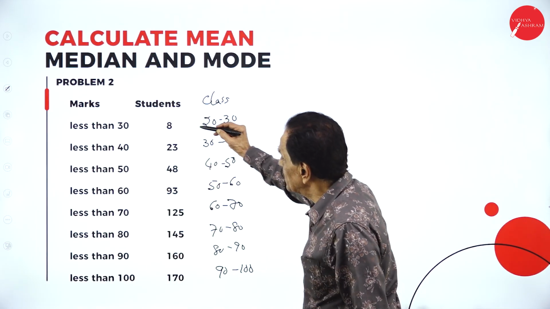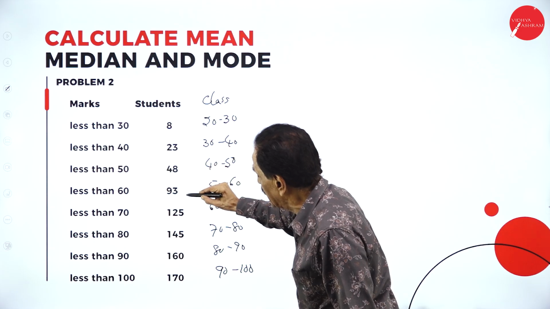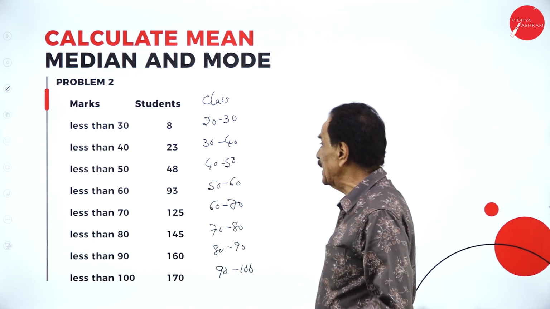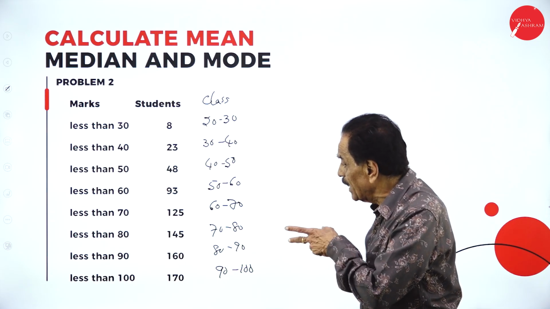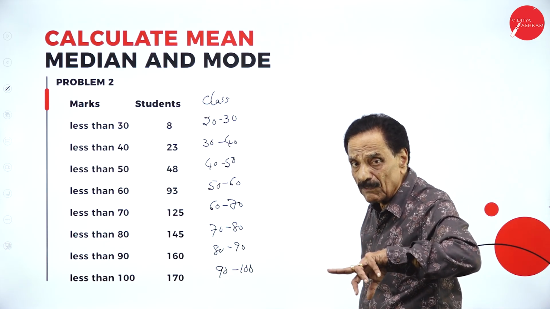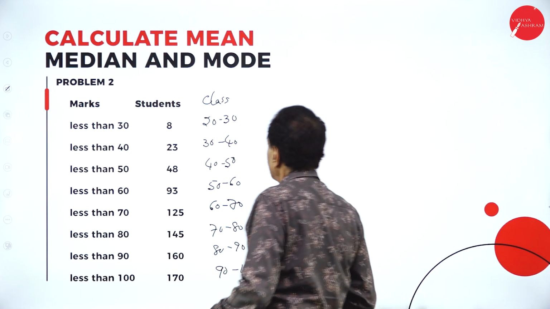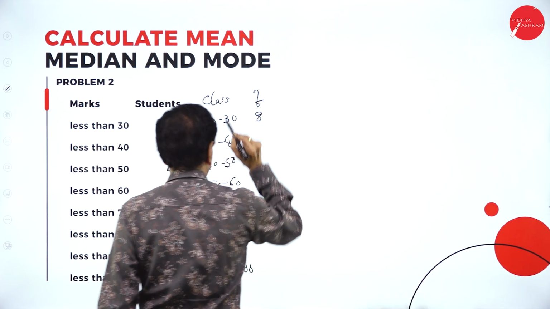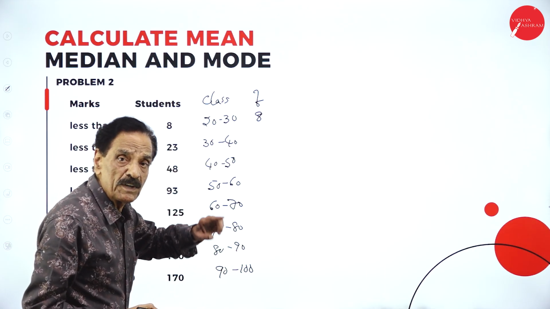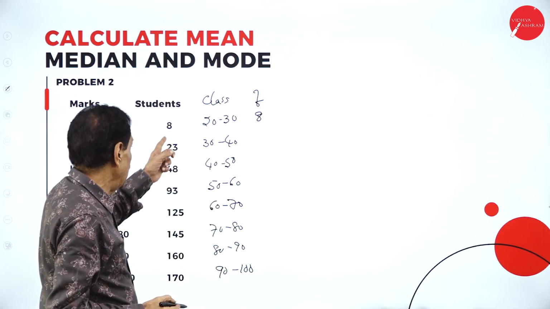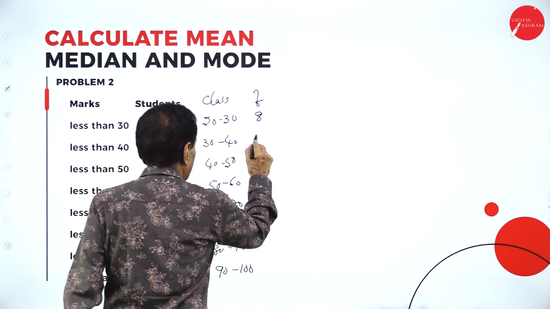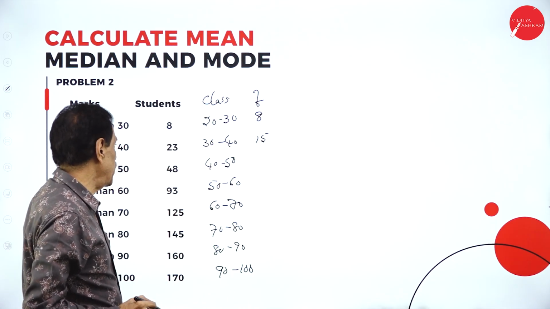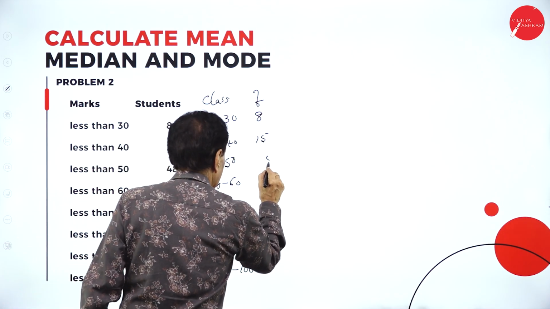You see the frequency: 8, 23, 48, 93, 125, 145, 161. So they are in ascending order. There is no variation in number. Now you have to convert into frequency. What is the first number? 8. Bring out the difference between the first number and the second number. 8, 15, 23 means 15. Second and third: 23, 48, 25.